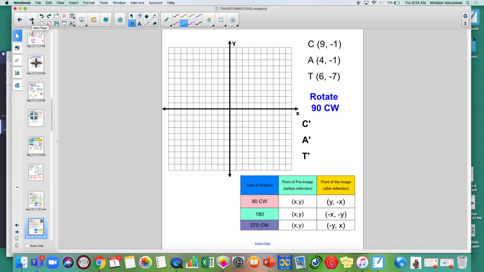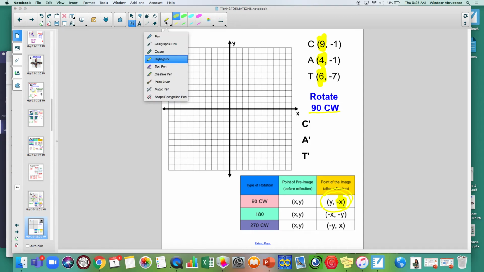Next example, I have CAT, triangle CAT, and I'm going to rotate it 90 degrees clockwise. And using my chart, I know that I'm going to flip-flop the places of X and Y and do the opposite for X. So this is where I love the highlighter. I'm doing the opposite for X. So let's highlight which one we have to do the opposite for. The 9, 4, and the 6, I'm doing opposite signs for.